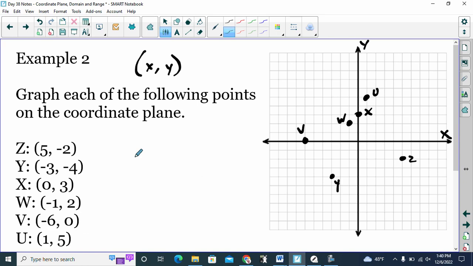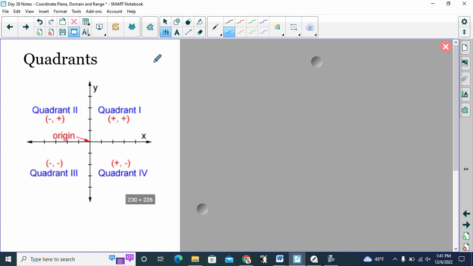So all of this is a review of things you should have learned in pre-algebra. Hopefully we are quickly getting reminded how to do this. Next thing we want to talk about is quadrants. The quadrants of the coordinate plane. Quadrant means 4, so we have 4 areas of the coordinate plane. We name them quadrant 1, 2, 3, and 4.